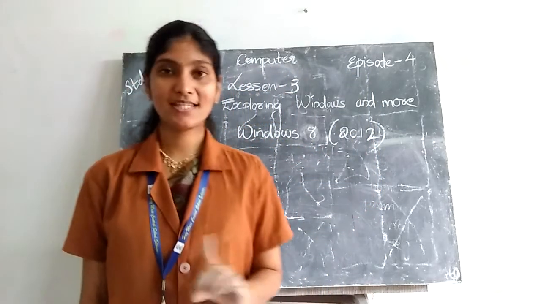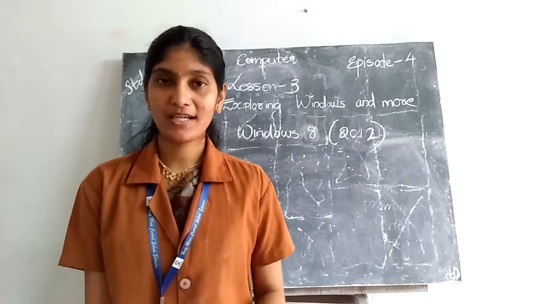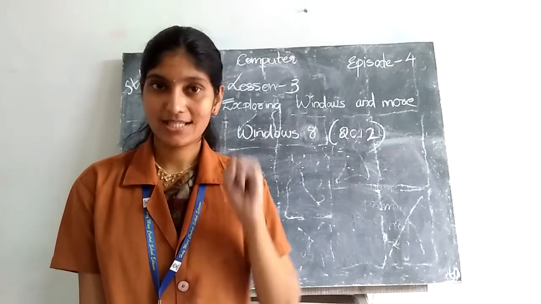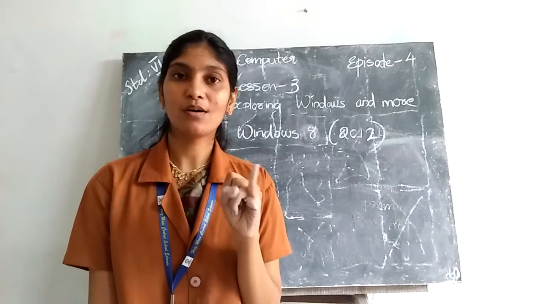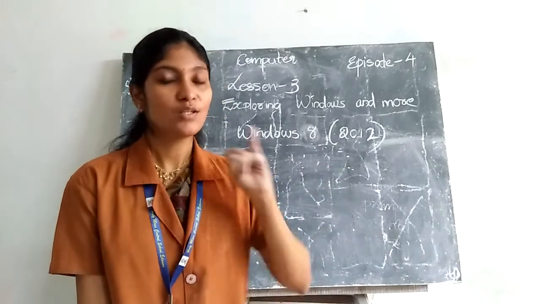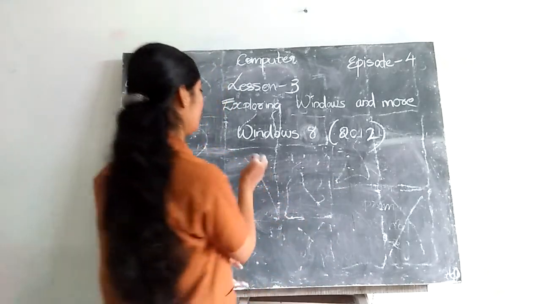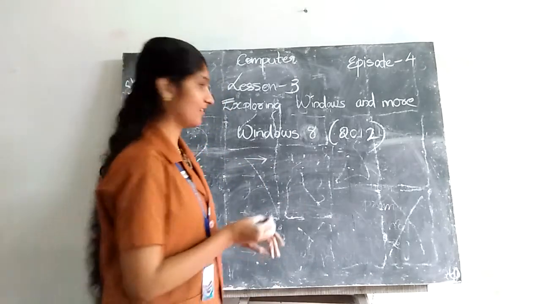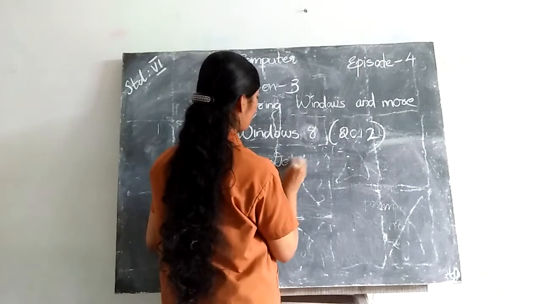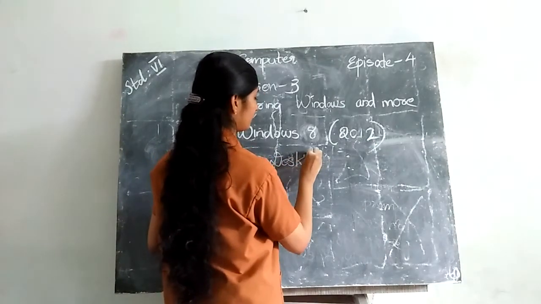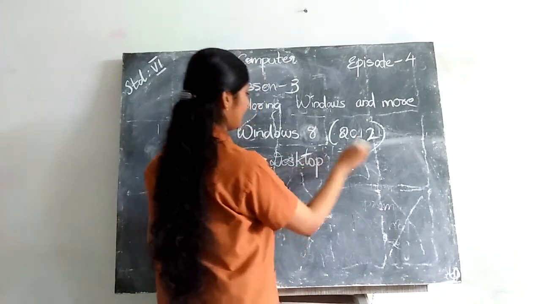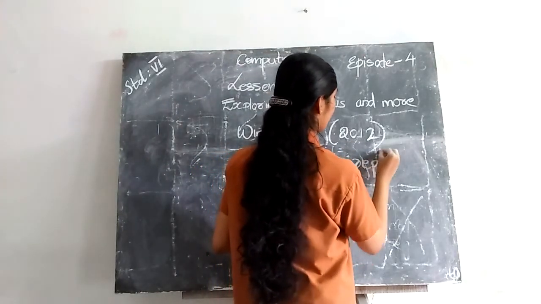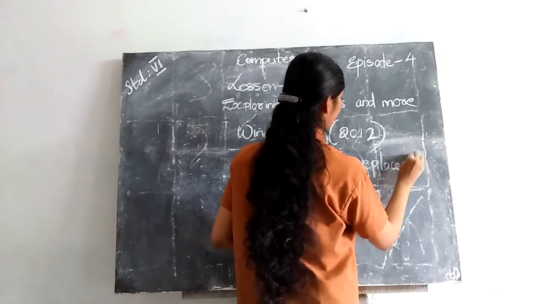So the main points in Windows 8: the difference between Windows 7 and Windows 8 is the advancement of some features in Windows 8. So the first one is, desktop is replaced by home screen.